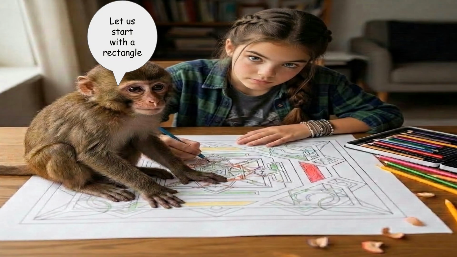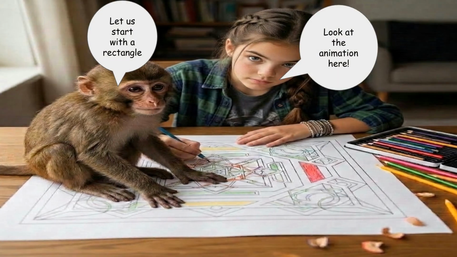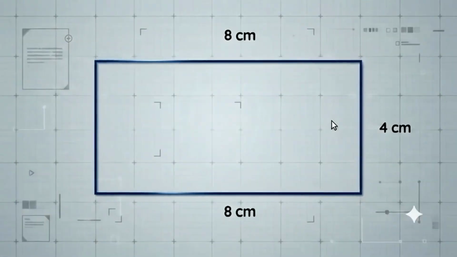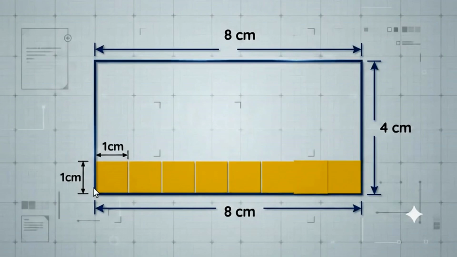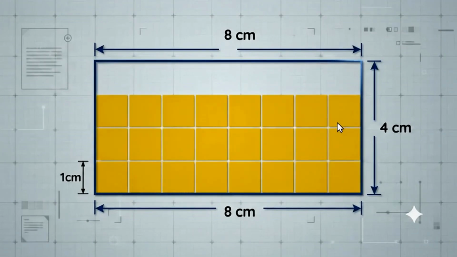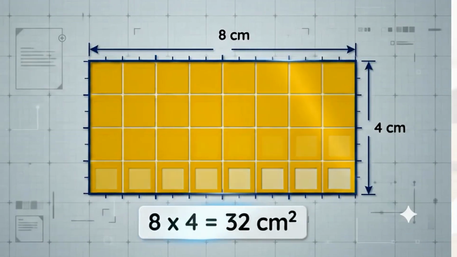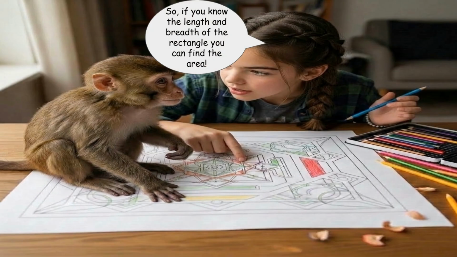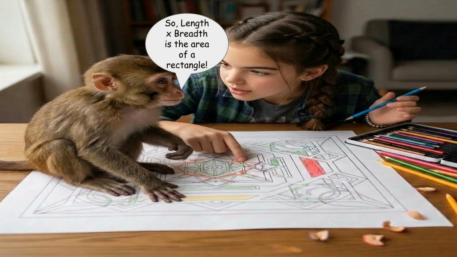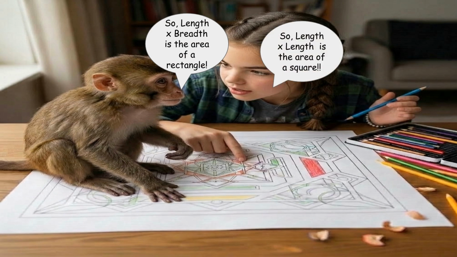Let us start with a rectangle. Look at the animation here to understand how to calculate the area of a rectangle. The area of a rectangle is found by multiplying its length and breadth. So if you know the length and breadth of the rectangle, you can find its area. That means length multiplied by breadth is the area of a rectangle. And since all sides of a square are equal, length multiplied by length is the area of a square.